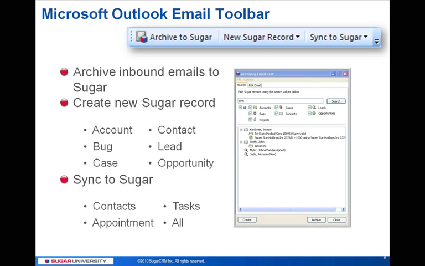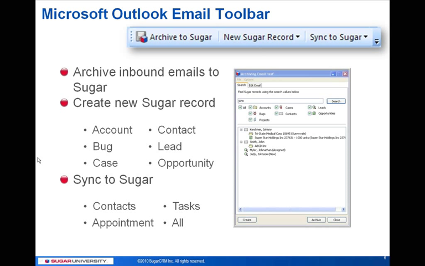So based on the information in that email, meaning the person's name and their email address, you can create either an account, a bug, a case, a contact, a lead, or an opportunity. So say, for example, you get an email from an individual and they're interested in one of your products and you don't have a relationship with them already, you can create a lead record and then archive that email that you just received to that lead record.